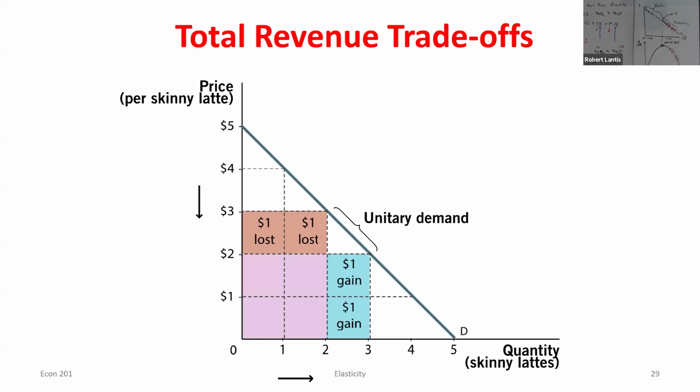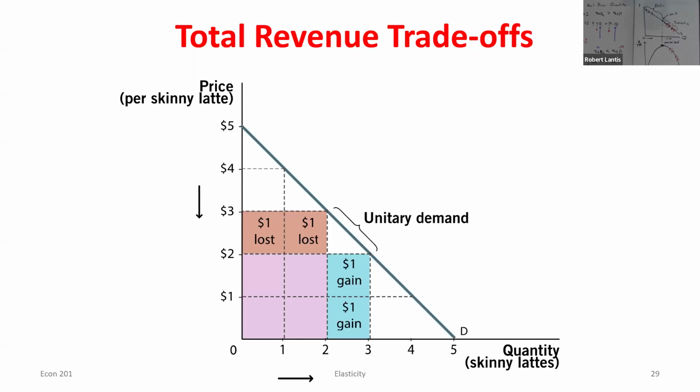What happened to my total revenues? They didn't change at all, right? So now what are my total revenues? Well, I'm selling 3 units at this new lower price of $2. Total revenues would be 2 times 3, or 6. That's what they were before when we had that price of 3. So if total revenues didn't change and I lowered the price, what must be true about that portion of the demand curve? We're on the unit elastic portion, right?